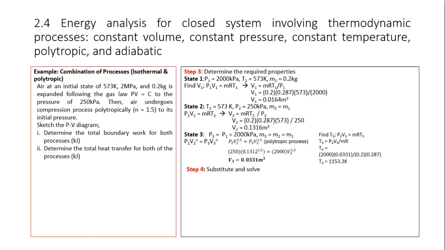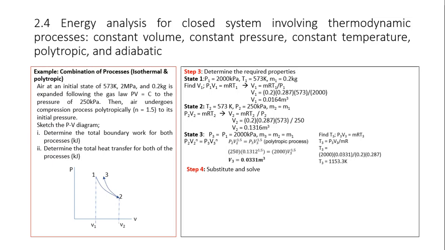Once we have all the pressure values and also volume values, we can sketch the PV diagram as mentioned in the question. Start by drawing the PV axis and then draw the process line for the first process. The process from state 1 to state 2 is the isothermal expansion process. You can label the properties here, V1 and V2, and also pressure.